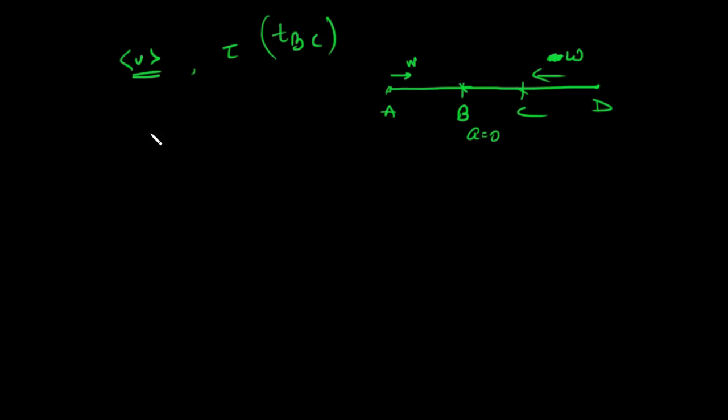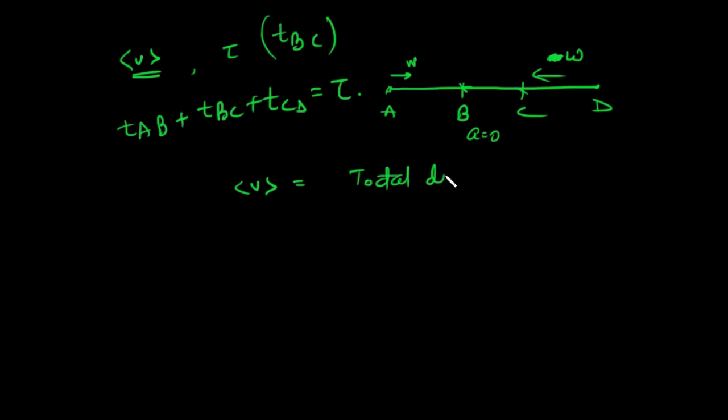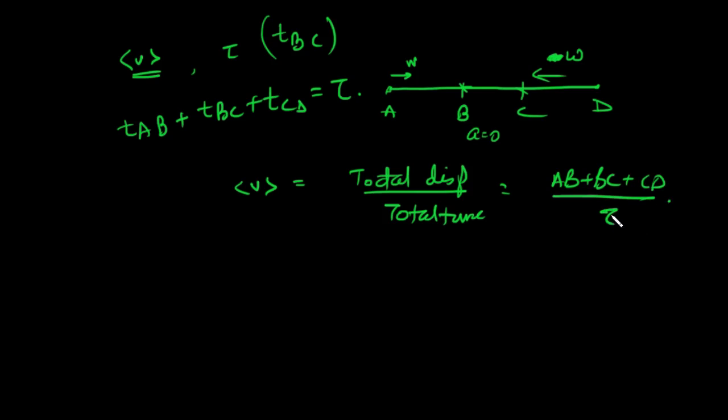First of all, what is the total time? t_AB, then t_BC, and then t_CD. This will be the total time tau. What is the average velocity? Average velocity is total displacement upon total time. What is the total displacement? It is AB plus BC plus CD, upon total time tau. So we have established this.